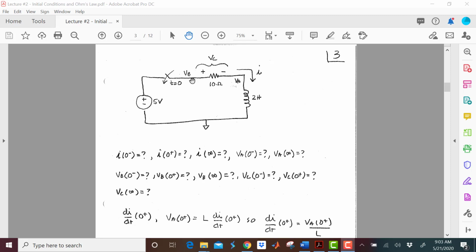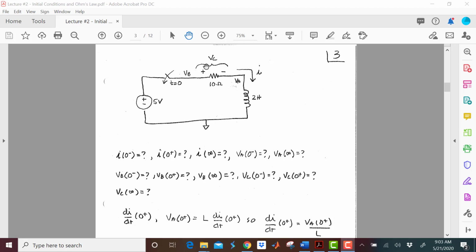VA at 0 minus, no voltage across the inductor. So KVL says start at 0, go up 0, VA is 0. VA at infinity, no voltage across that inductor at steady state. So VA at infinity is going to be 0 also.